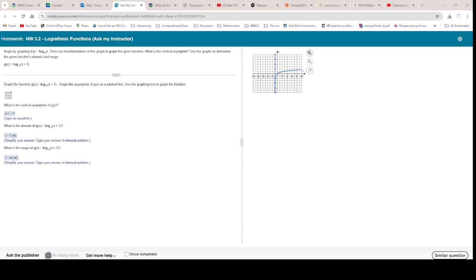Okay, what we're going to do here is use the base logarithmic function and a transformation to find the logarithm base 4 of x plus 1. So let me come over here, and we'll start with a graph of logarithm base 4.